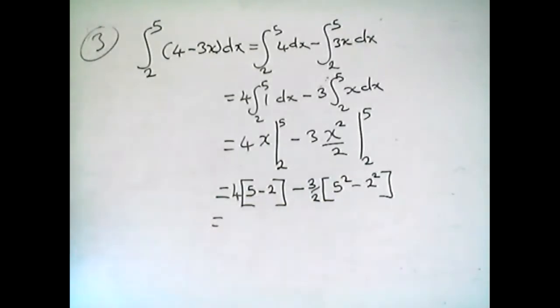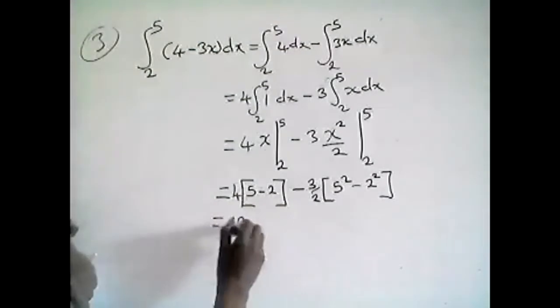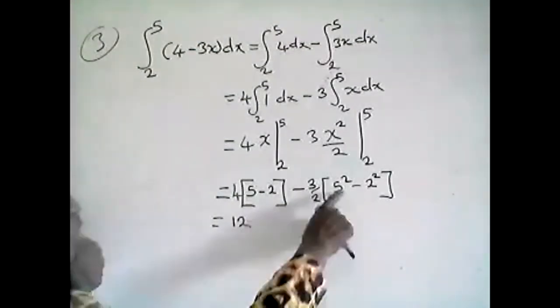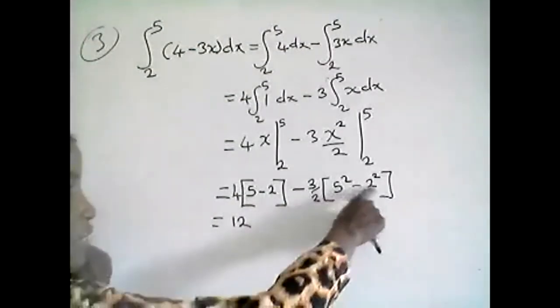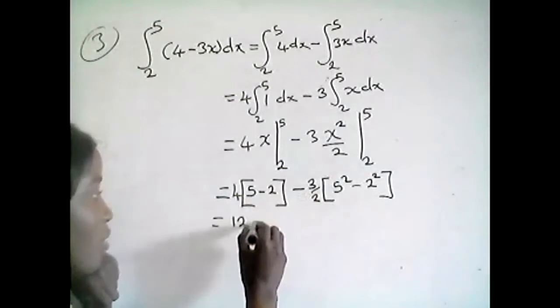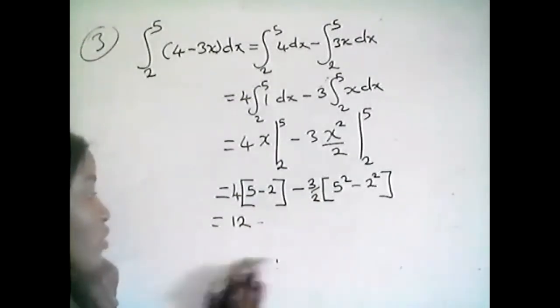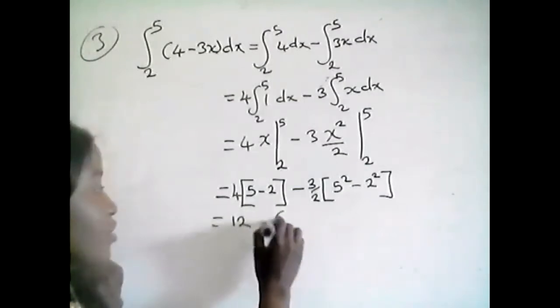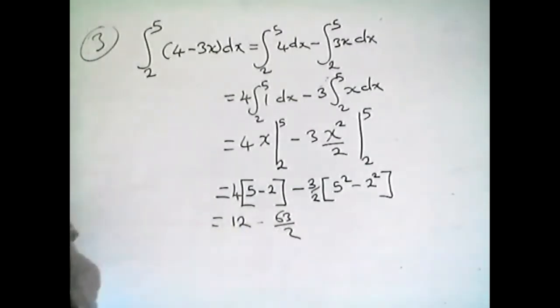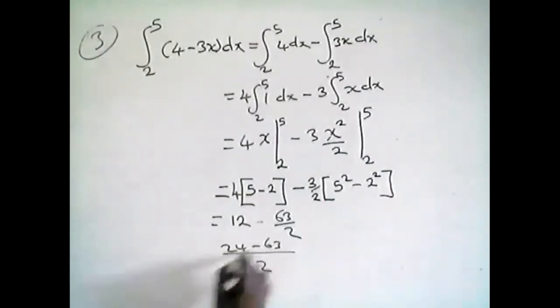5 minus 2, we have a 3, multiplied by 4 is 12. Then this is 25, and that's 4. 25 minus 4 is 21. 21 multiplied by 3 is 63, so negative 63 over 2. So you have 12 minus 63 over 2. You can finish it up where you're going to have 24 minus 63.